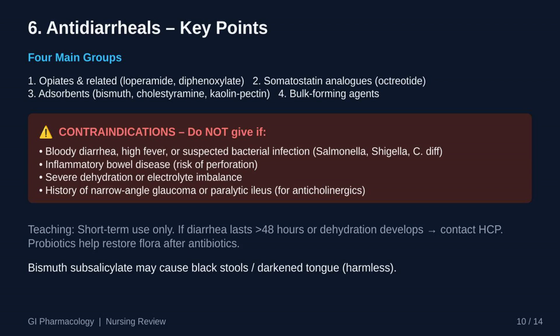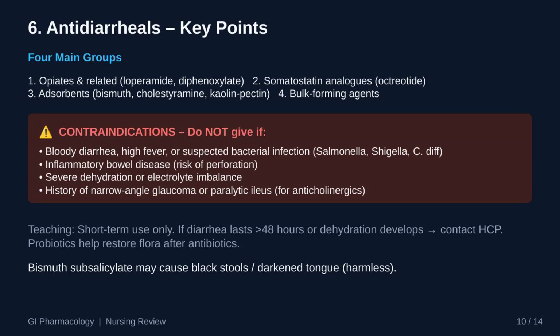Antidiarrheals come in 4 groups: opiates, somatostatin analogs, adsorbents, and bulk-forming agents. Do not give them for bloody diarrhea, high fever, or suspected infectious diarrhea, because slowing motility can worsen the infection. Also avoid in inflammatory bowel disease due to perforation risk. Teach short-term use only and that probiotics help restore flora after antibiotics.